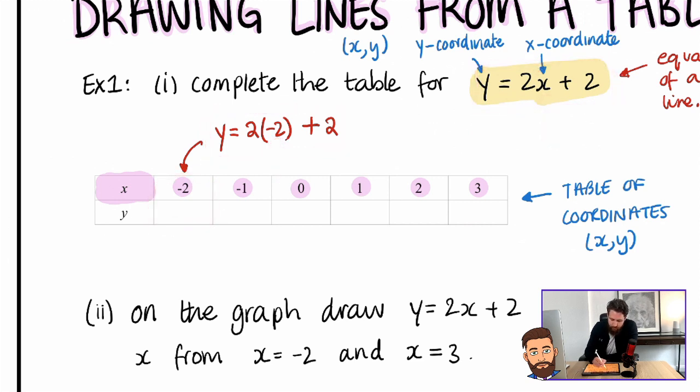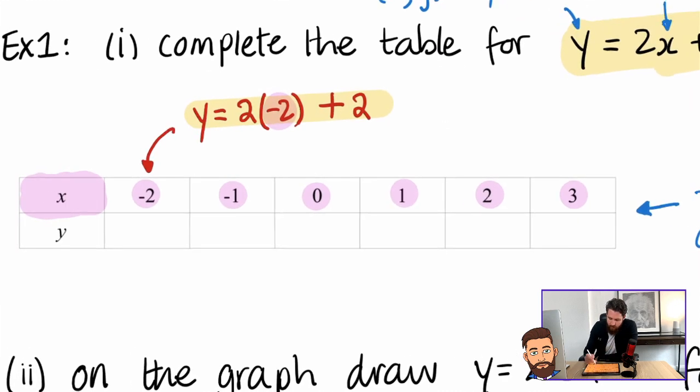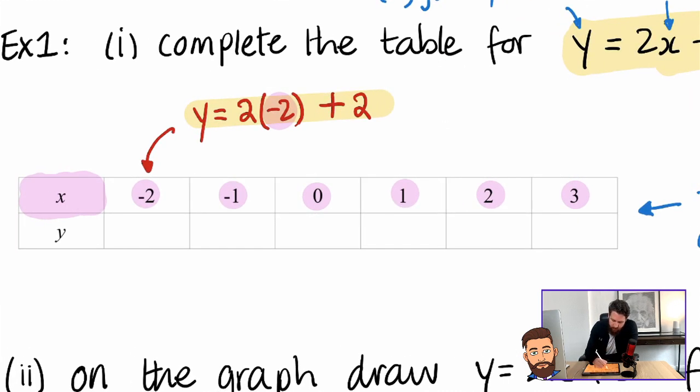Okay. So that equation, I've replaced my x with -2. Well, we can work that out now. 2 lots of -2, well, a positive times a negative is a negative. So 2 lots of -2 is 4, but it'd be -4. And then I've got the +2 on the end. So what is -4 plus 2?